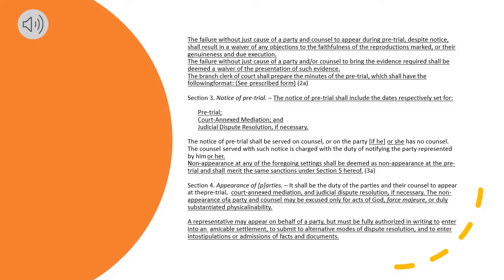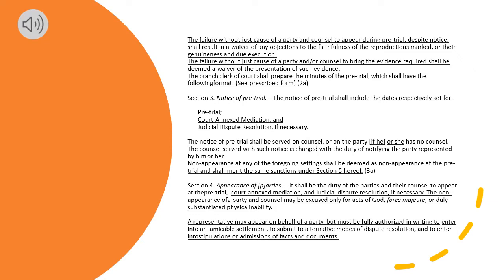The failure without just cause of a party and counsel to appear during pre-trial, despite notice, shall result in a waiver of any objections to the faithfulness of the reproductions marked, or their genuineness and due execution. The failure without just cause of a party and/or counsel to bring the evidence required shall be deemed a waiver of the presentation of such evidence. The branch clerk of court shall prepare the minutes of the pre-trial, which shall have the following format, see prescribed form. 2a. Section 3. Notice of pre-trial.